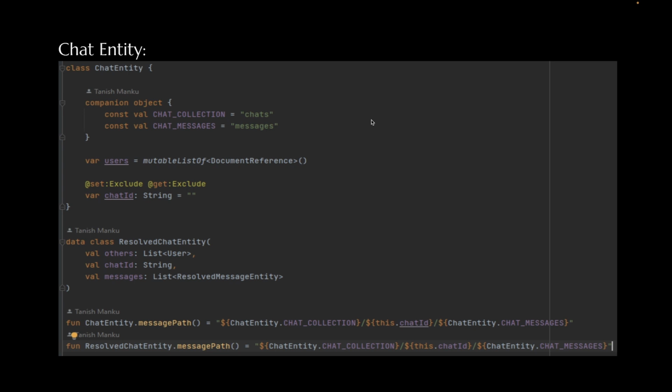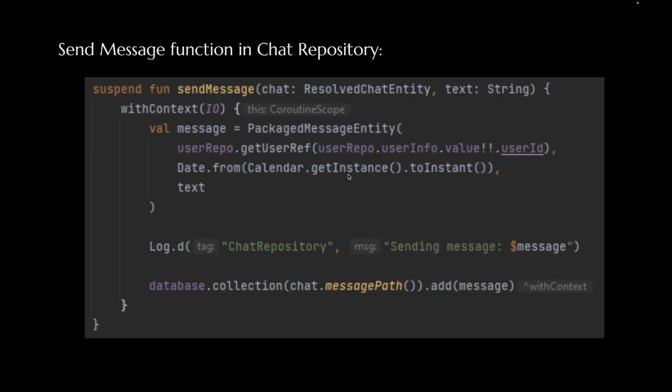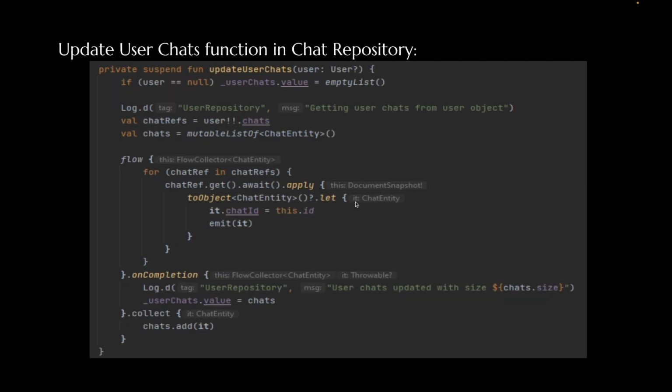This is our chat entity. And this is our function for sending a message, which is inside of the chat view model. It connects to the chat repository, which has another function to implement this. And this is a function in the chat repository which actually implements the sending the message functionality. This is how we are updating a user's chat in the chat repository.